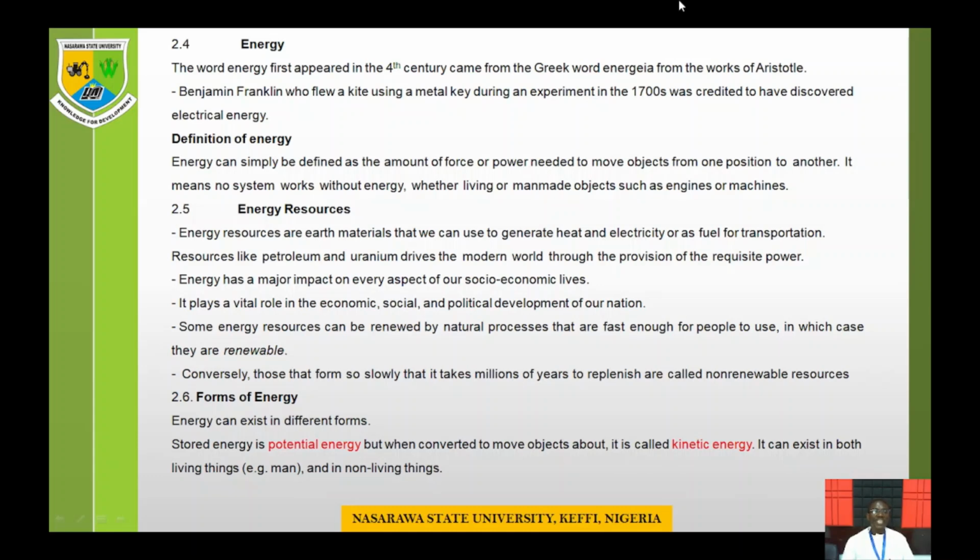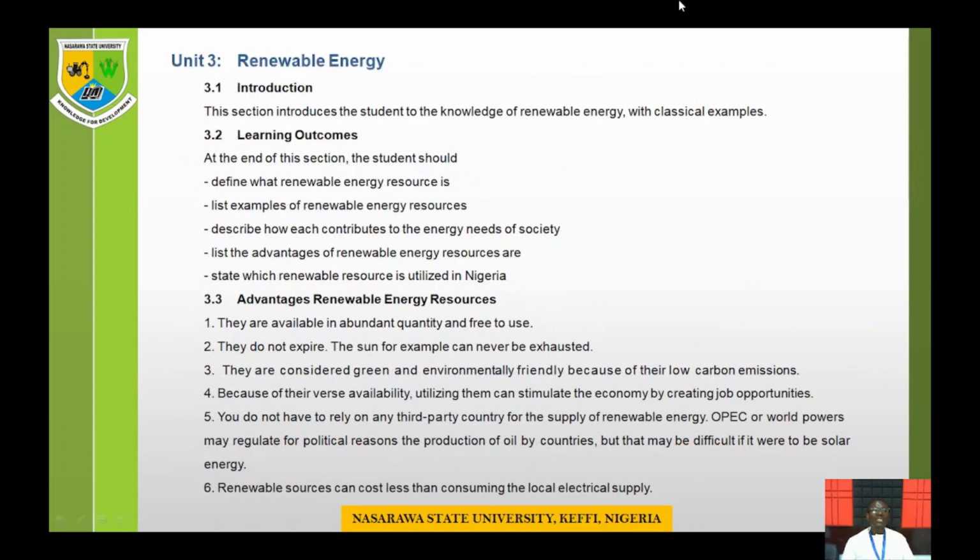Now, forms of energy. Energy can exist in different forms. Stored energy is potential energy, while when converted to move objects about, it is called kinetic energy. It can exist in both living things and in non-living things. That takes us to two major forms of energy: the renewable energy.